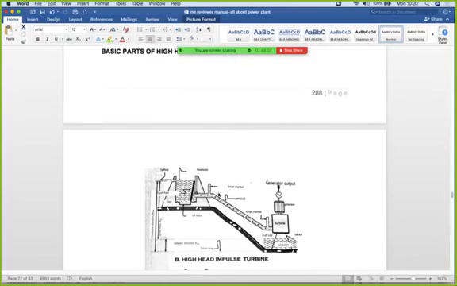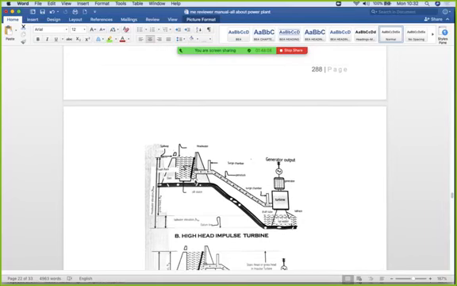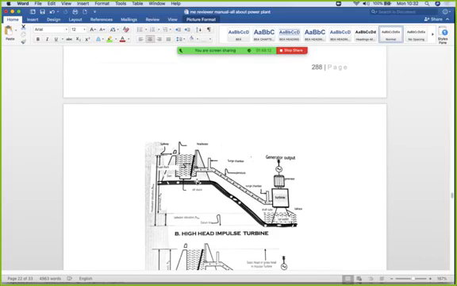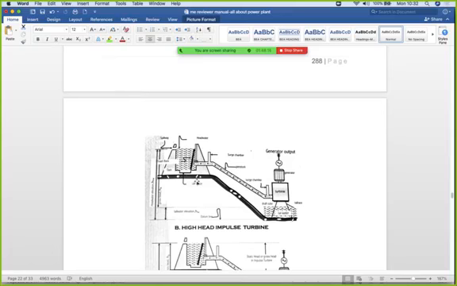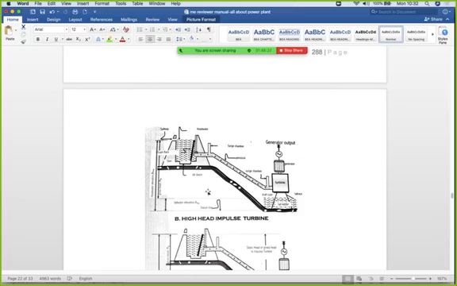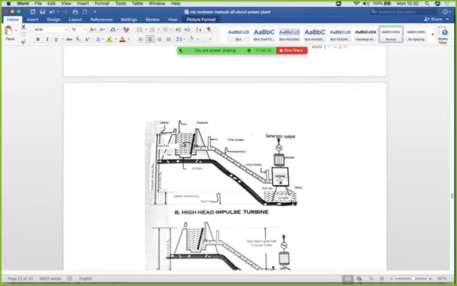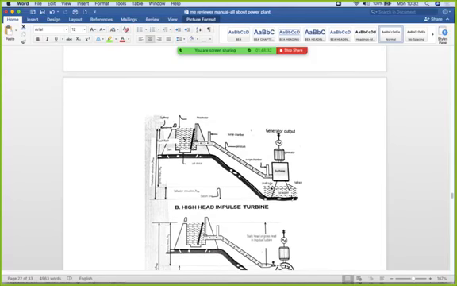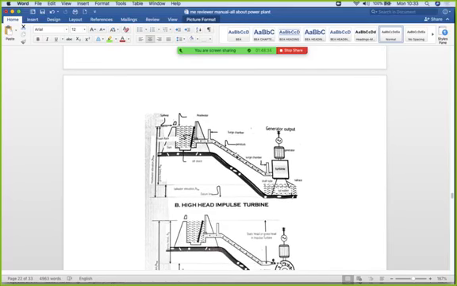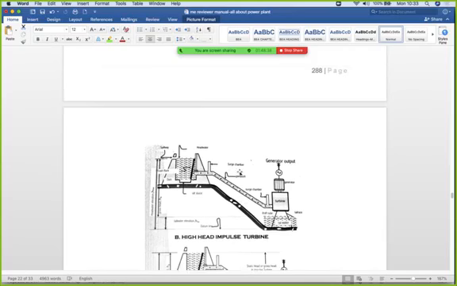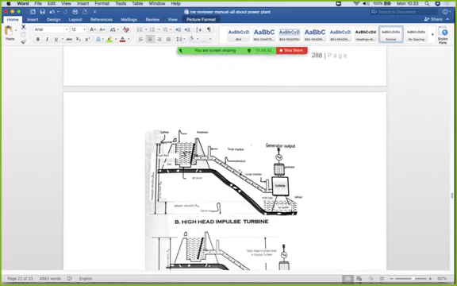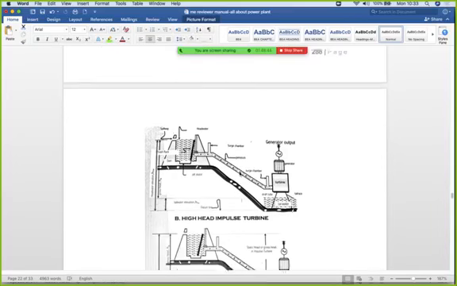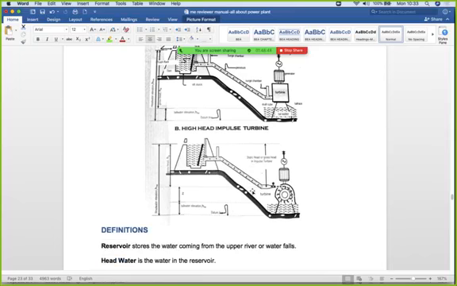You have a dam. A dam is the storage of water. You will not allow all the water to go through the turbine, so you have to regulate the water. You have the penstock. The penstock is the opening of the gate, to control the amount of water going to your turbine. That is the high head impulse turbine. The high level is the so-called high head. This is letter B, letter A. So this is the high head impulse turbine.